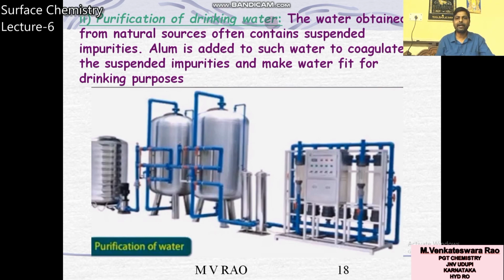Next, purification of drinking water. The water obtained from natural sources often contains suspended impurities. Alum, already used in the earlier slide to stop bleeding, is in the same way added to such water to coagulate suspended impurities and make water fit for drinking. It is used to coagulate impurities. Alum is used in the purification of drinking water also.